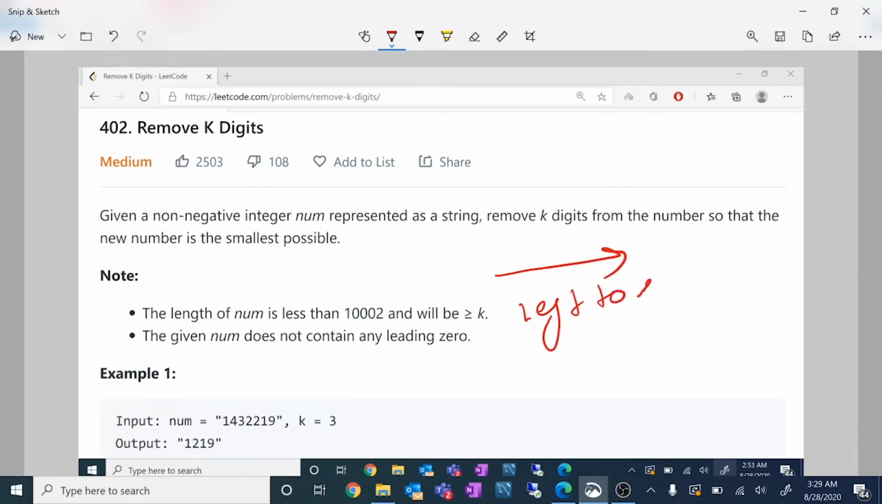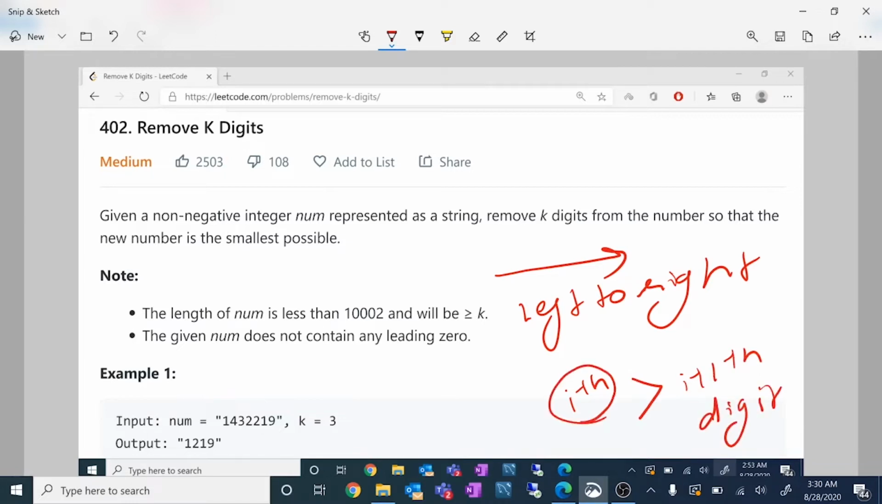From left to right, if I find a number, let's say the ith digit, and this ith digit is greater than the (i+1)th digit, I remove my ith digit. Remove this ith digit. Say why?